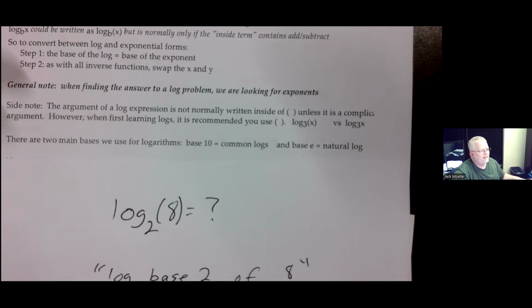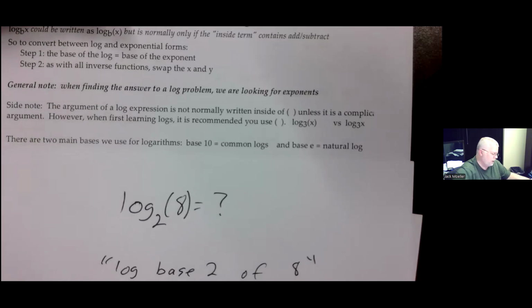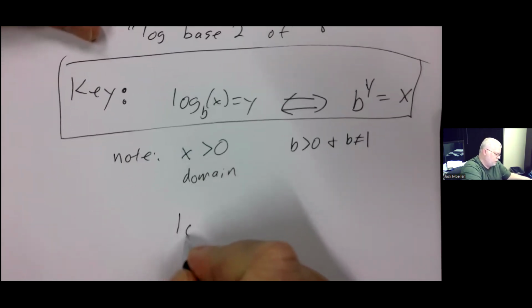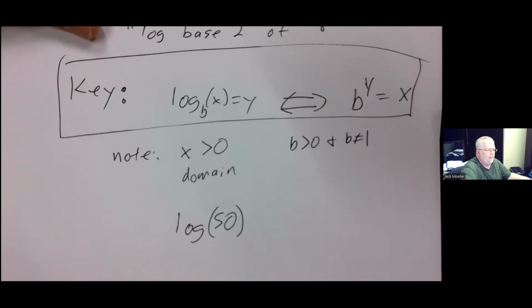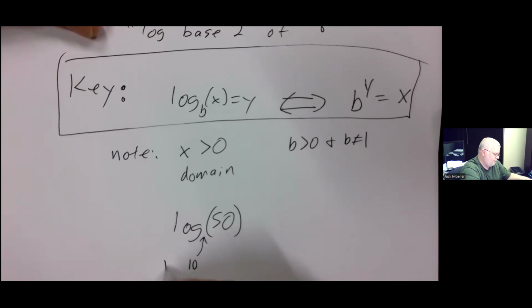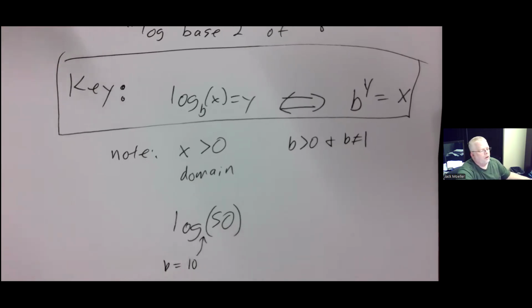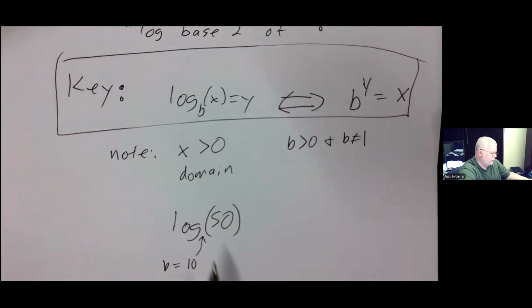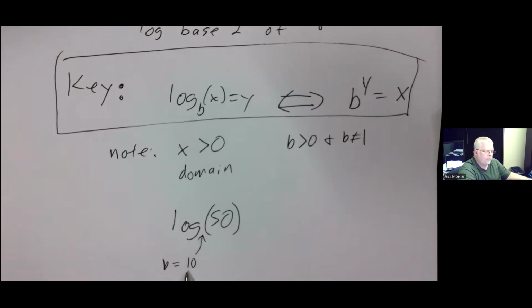There are two main bases that we have for logs. One is base 10, which we call a common log, because our Indo-Arabic number system is base 10 to begin with. If you see a log without a base, so if I say log 50, that is understood to be base 10. It's sort of like a square root: we don't put the 2, but for a cube root we have to put a 3, or for a fourth root a 4. So if you see a log without a base, remember that it is base 10.